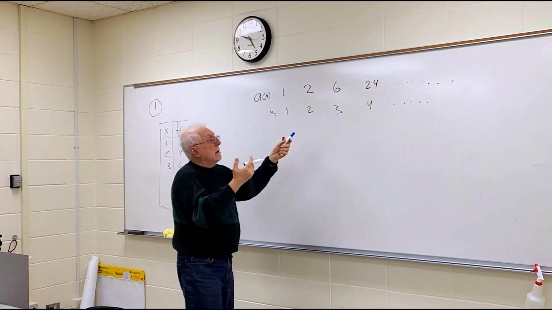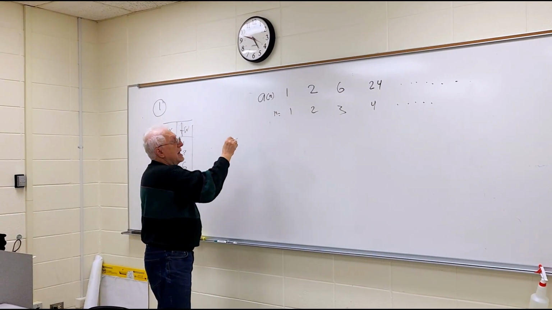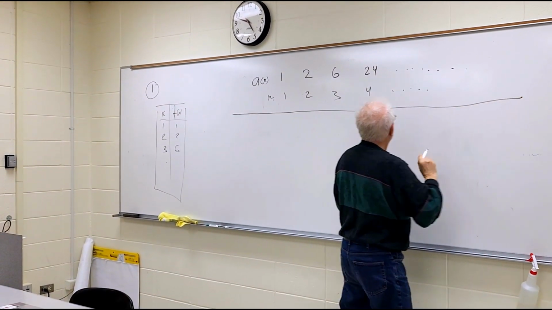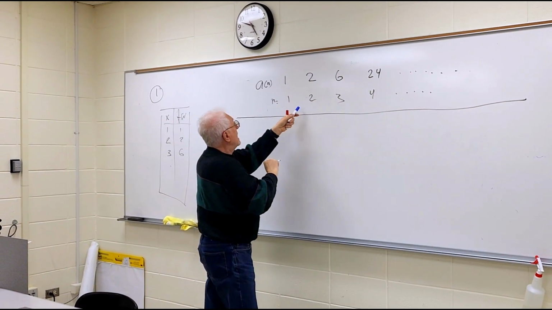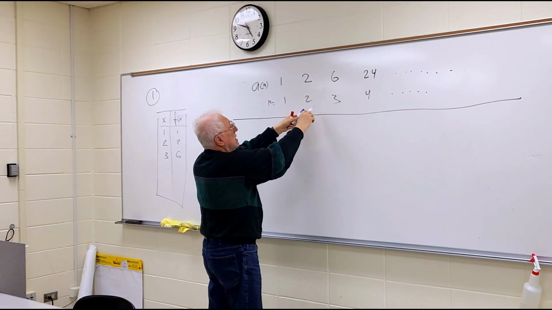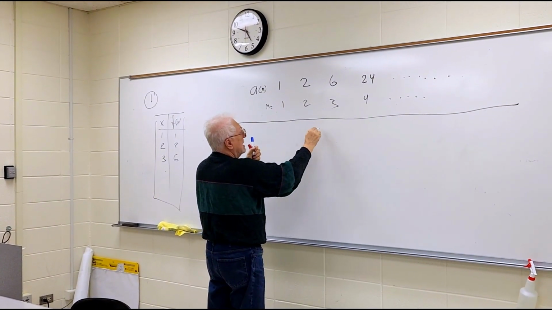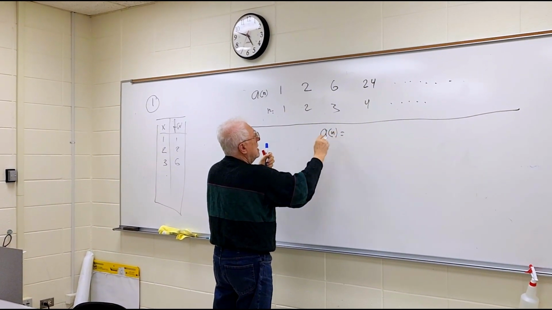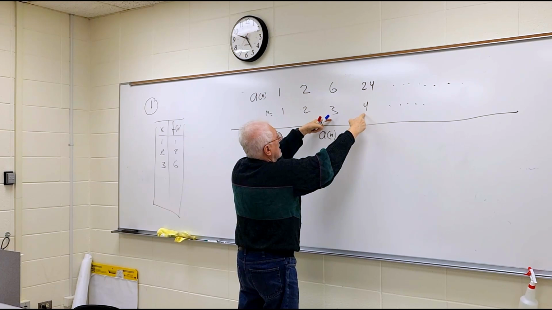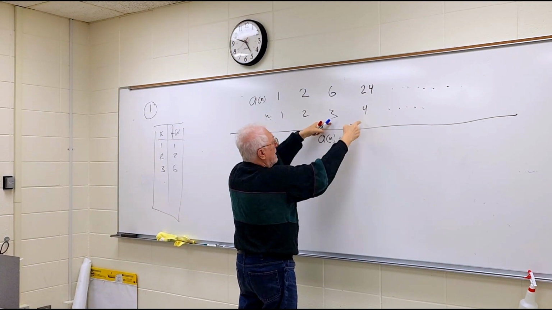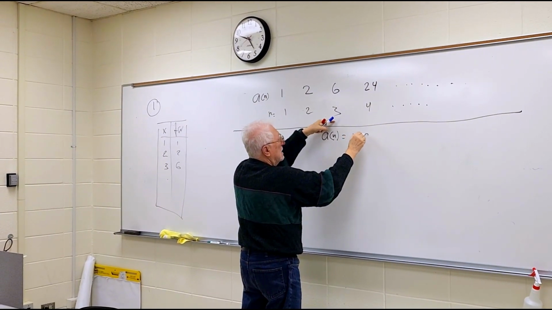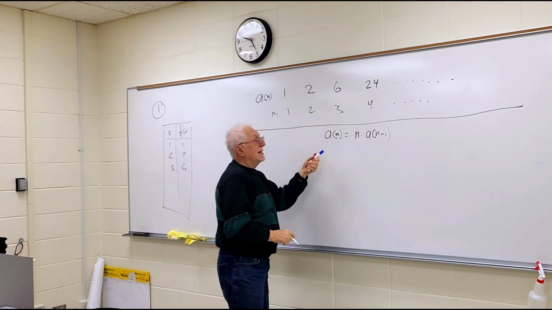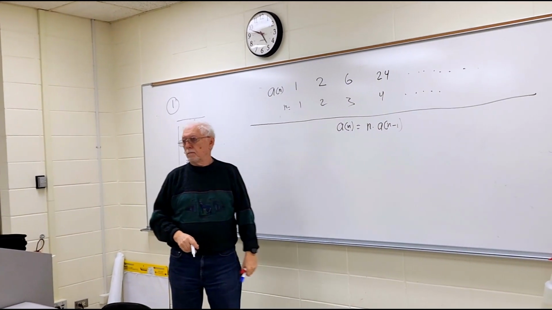And then I have a chance to guess that my relationship between each two numbers look like that: A of n equal previous value times a position, n times A of n minus 1. That is a recurrence relation.